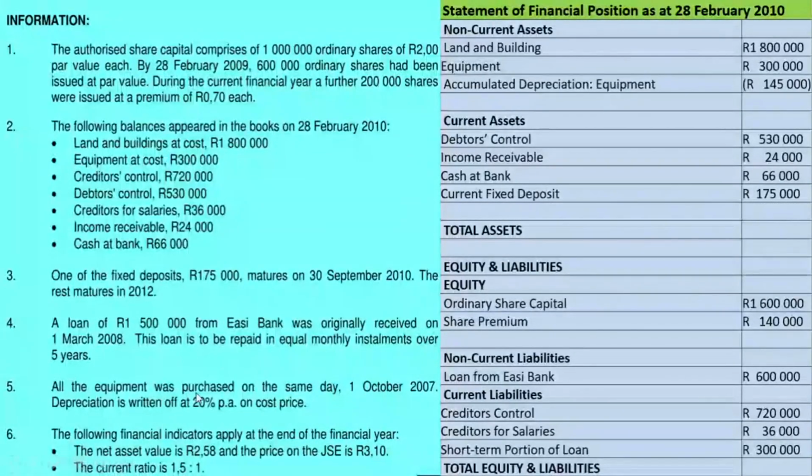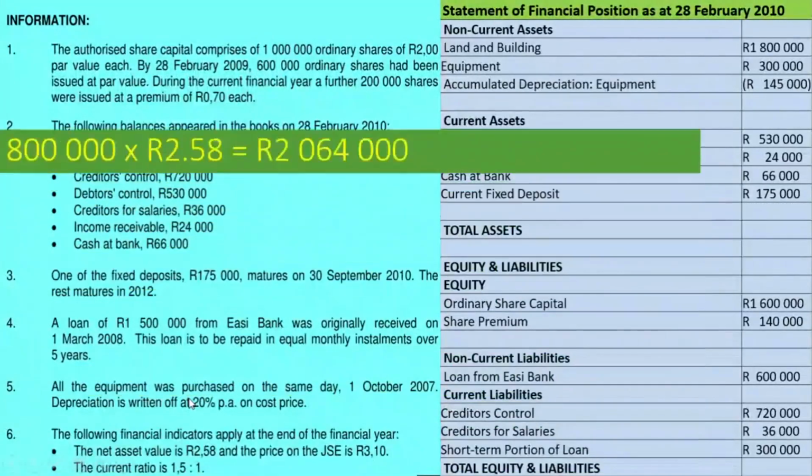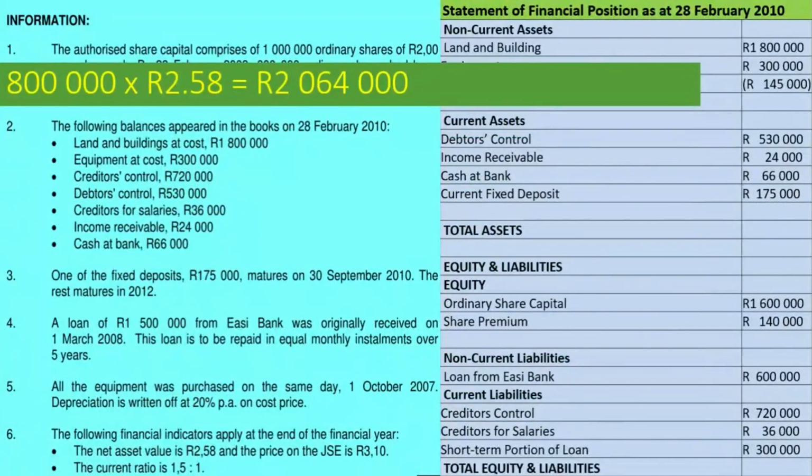So how do we get the total value of the company? We take the total number of shares issued, remember, not authorized, which was 600,000 plus 200,000, and multiply that by the net asset value, which is 2 rand 58 cent. So 800,000 shares issued times 2 rand 58 cents equals 2,064,000 rand. What does that mean? That is the total equity of the business.